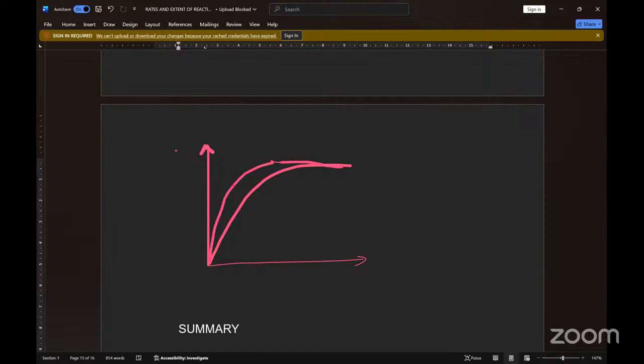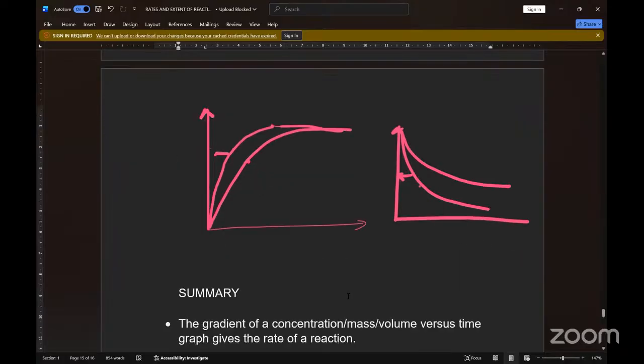Any rate that is closer to the y-axis, the vertical axis, is always the faster one. So this one is faster than this. If you are dealing with reactants like this, and then another one, this one is faster because it's closer to the y-axis. So take note of that. That is all that you should know.